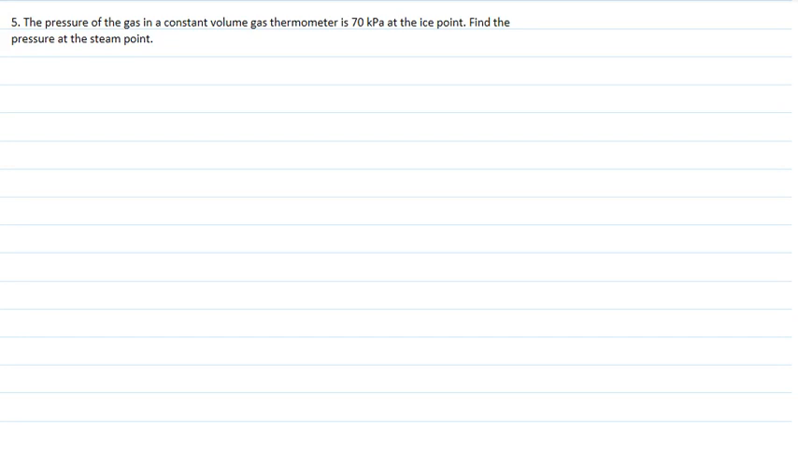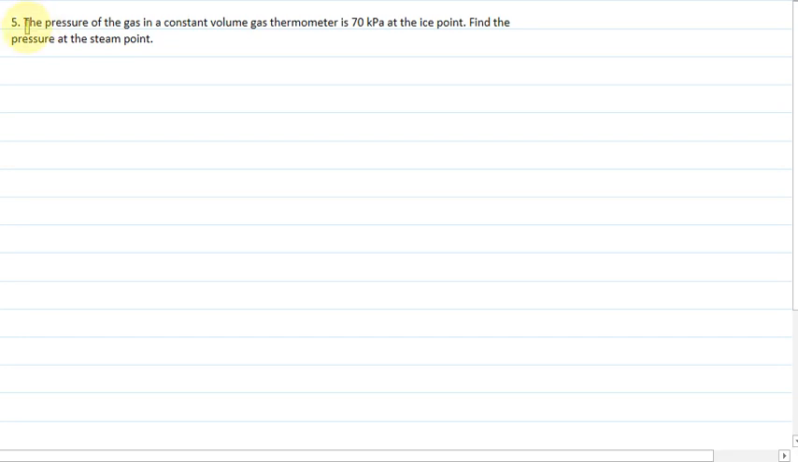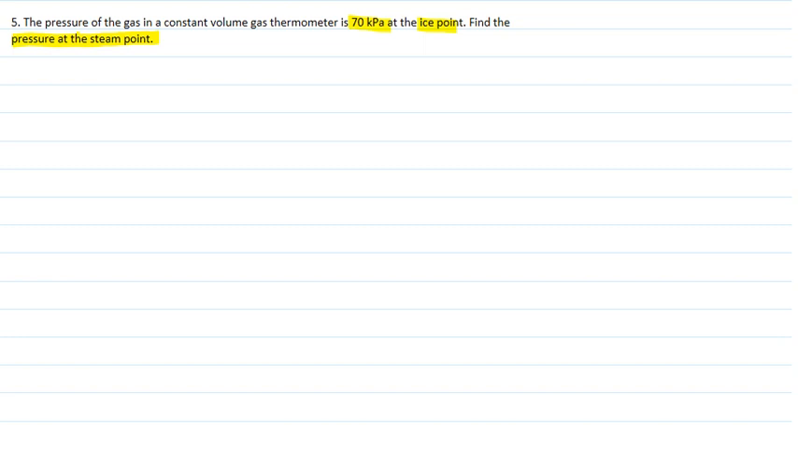Okay, let us start to solve this question. This question is from S.C. Verma, Volume 2, Chapter number 23, Exercise, 5th question. The pressure of a gas in a constant volume gas thermometer is 70 kilopascal at ice point. Find the pressure at the steam point. So you have to find out the pressure at steam point.